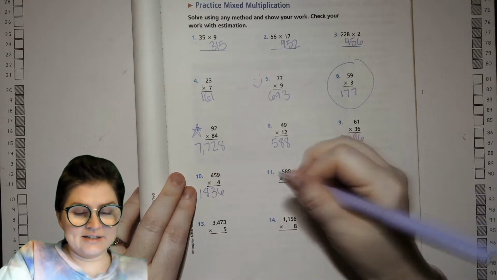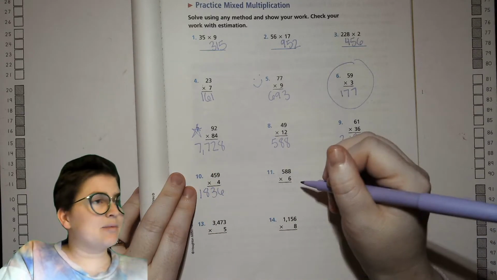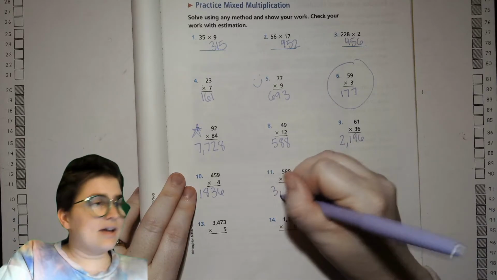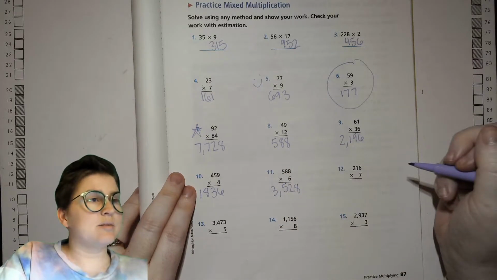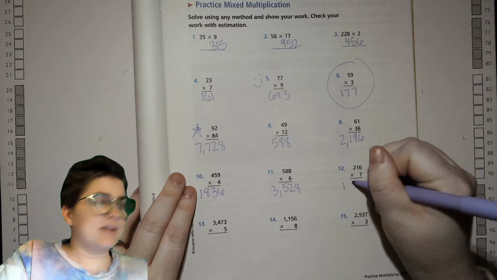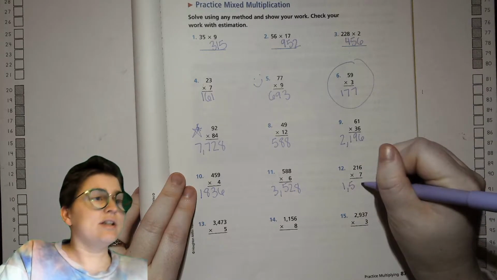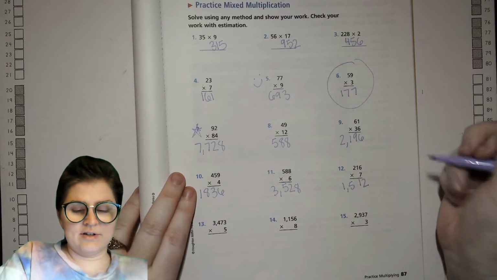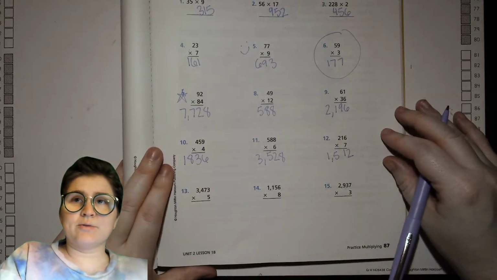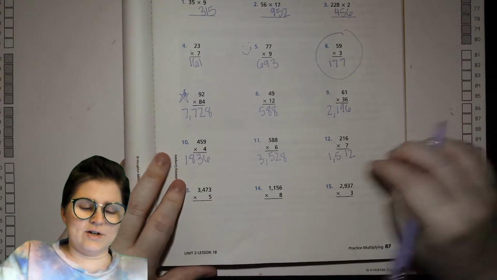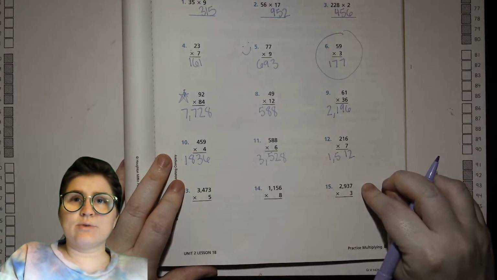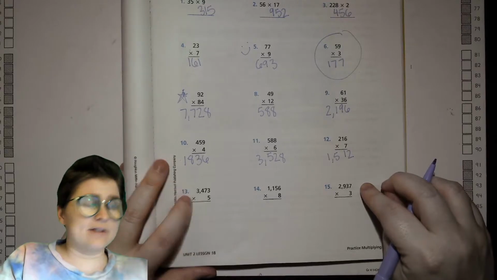Number 10 is 1,836. Number 11, 3,528. Number 12, 1,512. Okay, hopefully you're getting those ones right as well. If not, try to figure out why. If you are, go ahead and continue on to the last row. We're dealing with thousands here.